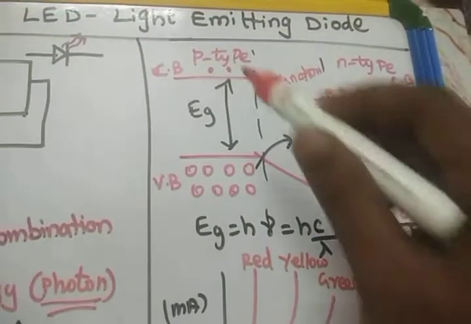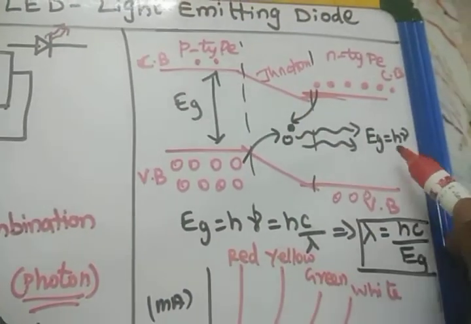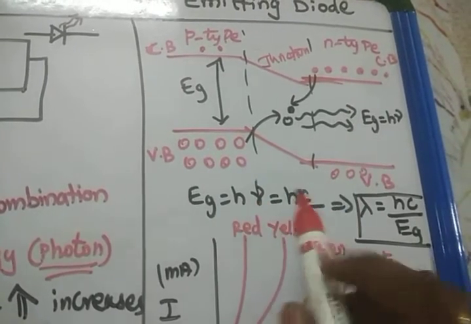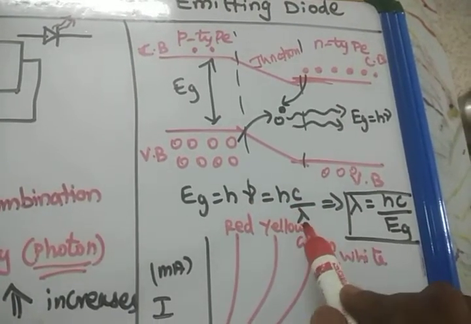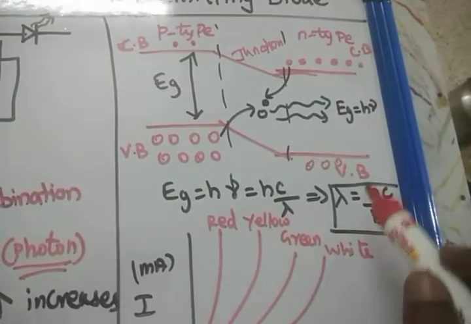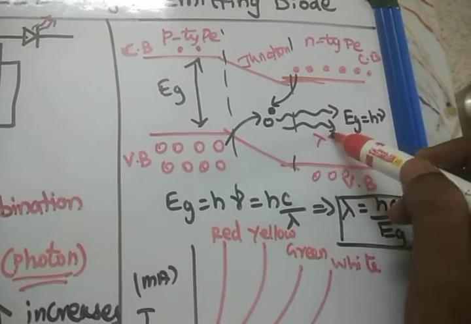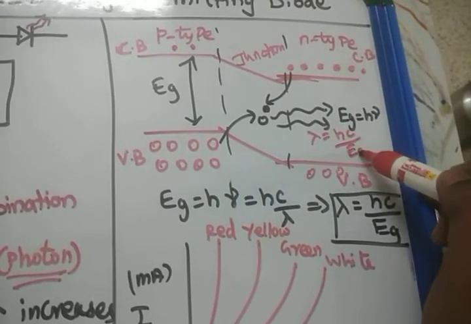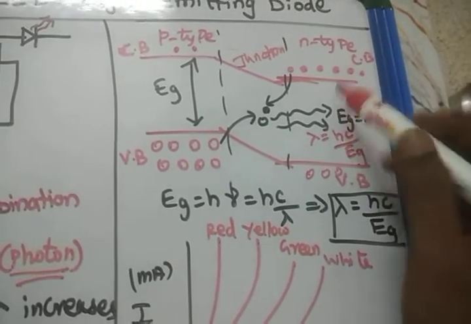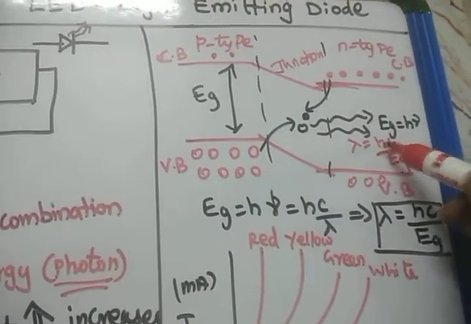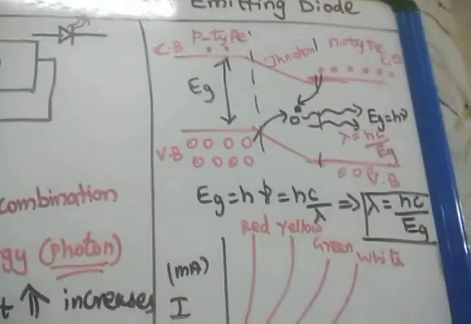So this energy gap is Eg. E is equal to h nu. So the energy gap E is equal to h nu. Instead of nu, c by lambda, so h c by lambda. So lambda comes here, Eg here, means lambda equals h c by Eg. That is the wavelength of the light emitted, which is equal to h c by Eg. Eg is the energy gap between the conduction band and valence band in the PN junction diode. Here h is Planck's constant, c is the velocity of light.